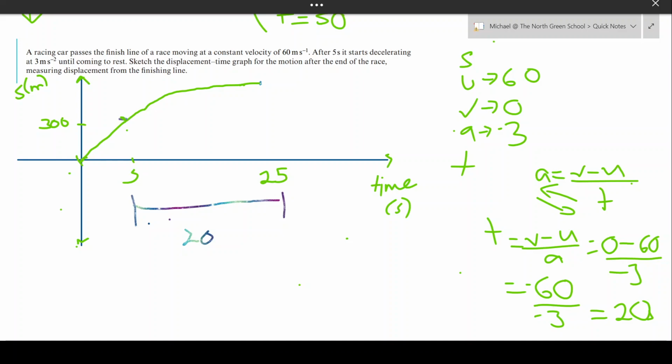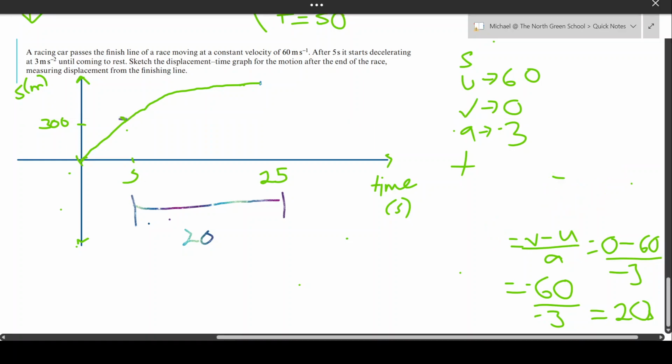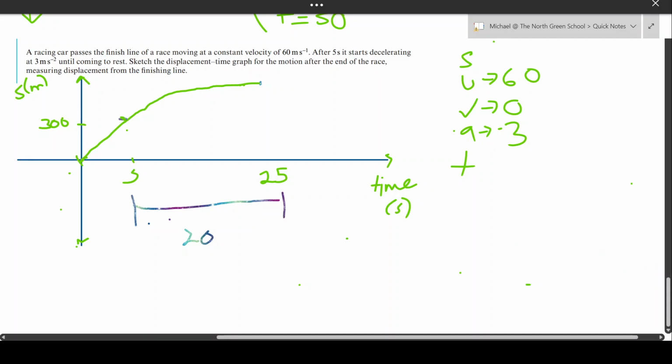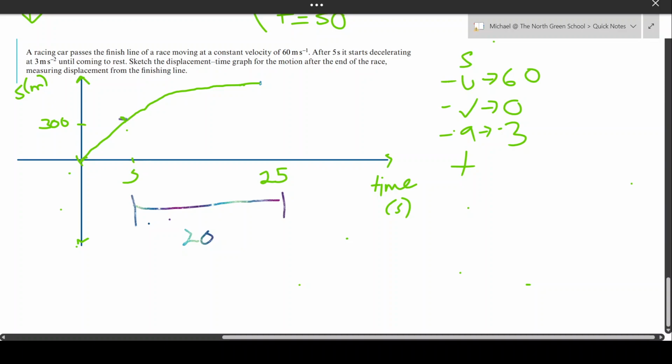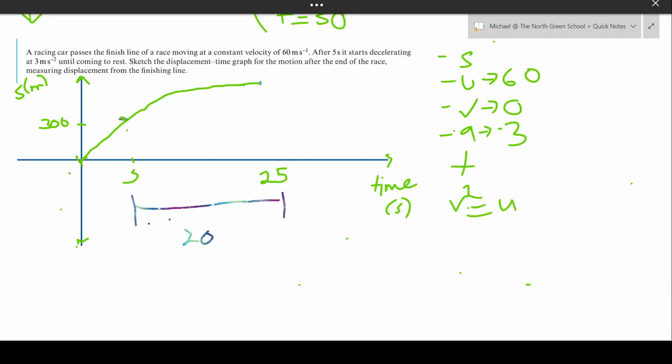Now we need to also figure out the displacement at that time. So we're going to use another equation to figure out the displacement. We can use u, v, and a to figure out the displacement: a, v, u, and s. What's the equation there? It will be v squared is equal to u squared plus 2as. So we'll have 0 squared is equal to 60 squared plus 2 times negative 3 times s.